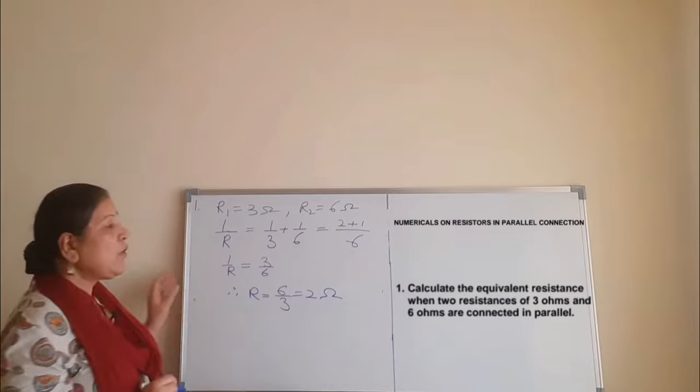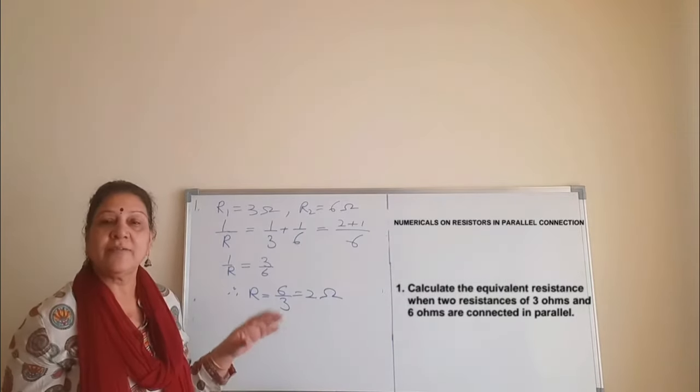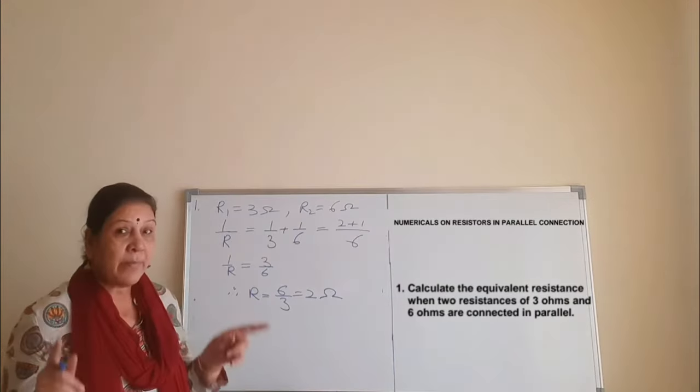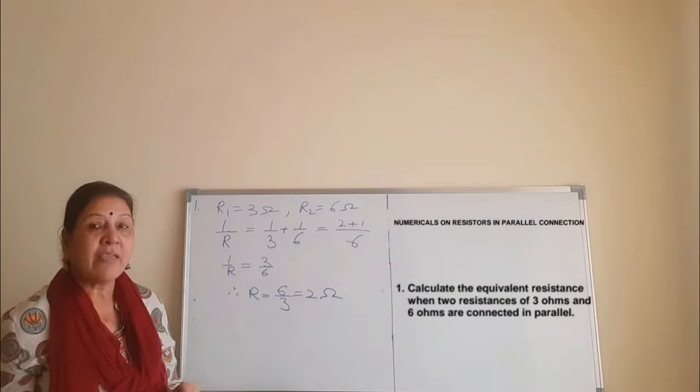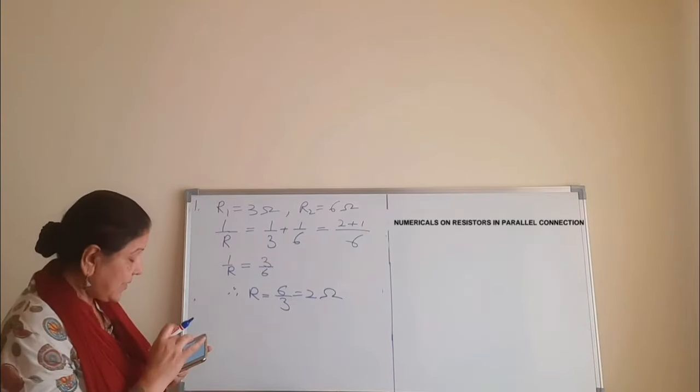So what will be the equivalent resistance of the circuit? 2 ohms. That is the first question. Remember, V remains the same, I varies in parallel combination. Let's start the second question.